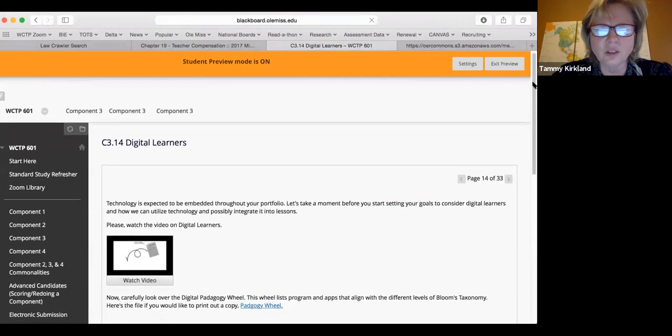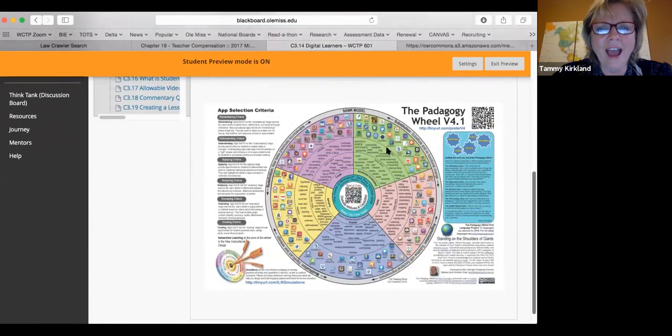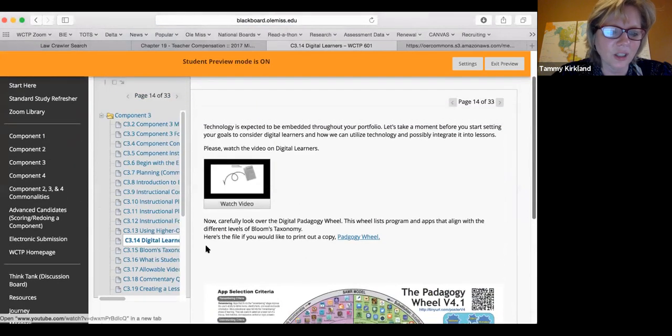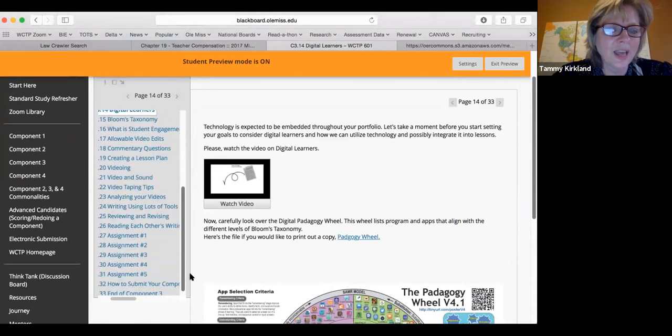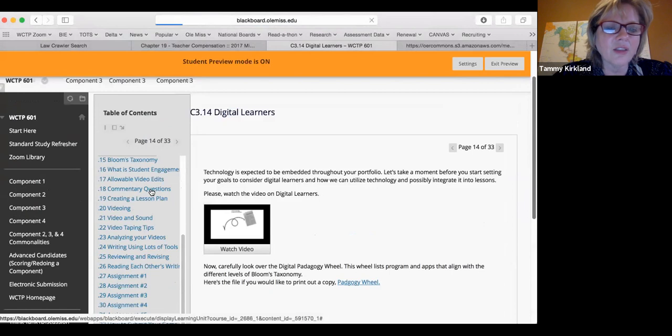I don't know if you've seen this or not, but this is the pedagogy wheel, and it shows you different apps, and it aligns it with Bloom's taxonomy. So it's great for integrating technology, and they've actually got a video that goes with that as well. And then you've got information about student engagement, and then look at this. You've got a ton of resources about helping you analyze your videos and things such as that.